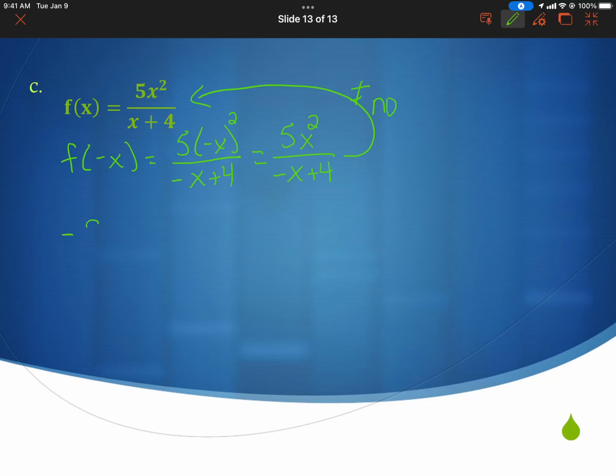So now I need to do negative f of x. Well, when it's a fraction, you don't make the top and bottom negative. You're just going to put a negative out front, and you have 5x squared over x plus 4. Okay, does this match this up here? It doesn't, because this negative's out front. This negative only goes to the x, so this is no. So if none of these are true, then your answer is just simply neither, and there's no symmetry.